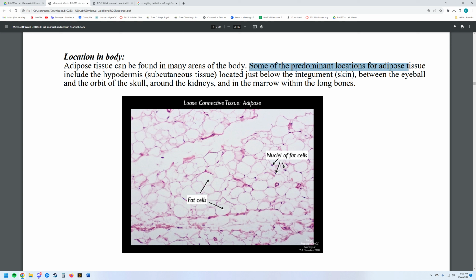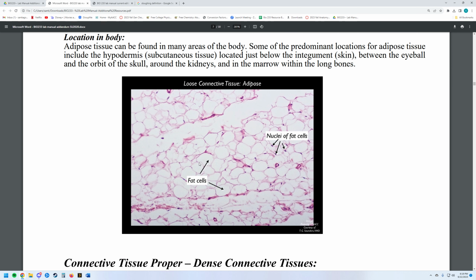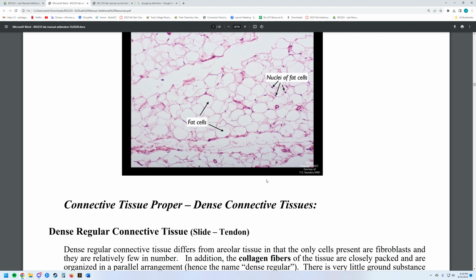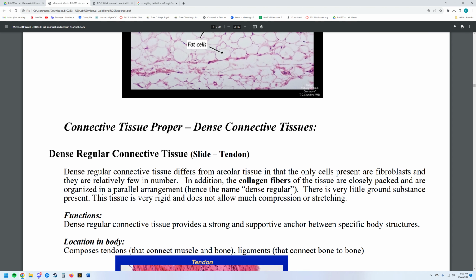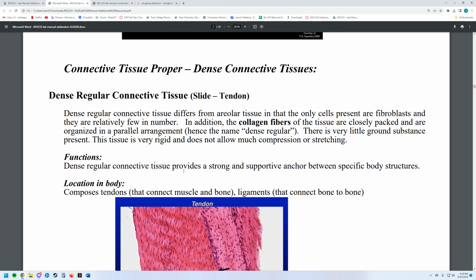Some of the predominant locations for adipose tissues include the hypodermis, which is underneath the skin, located just below the integument skin, between the eyeball and the orbit of the skull, around the kidneys, and in the marrow within long bones. So these appear clear, but they're supposed to have a bunch of fat inside of them. And the nuclei has been pressed all the way against the membrane. Okay. I can point out a fat cell, let me tell you. I've seen it with my own eyes.